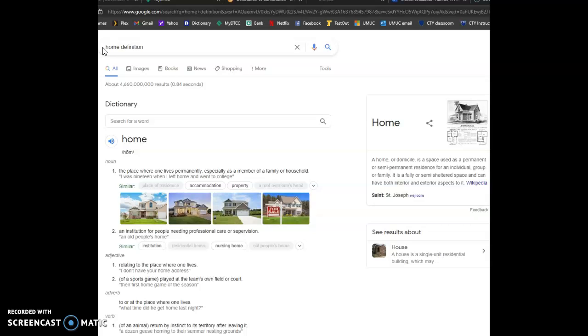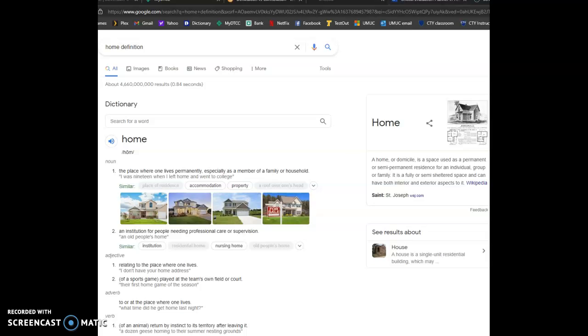So when we talk about something like home, the dictionary definition is the denotation, the place where one lives permanently, especially as a member of a family or a household. The connotation is all of the feelings that it brings up with it.